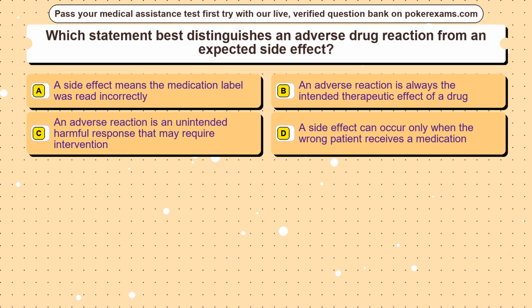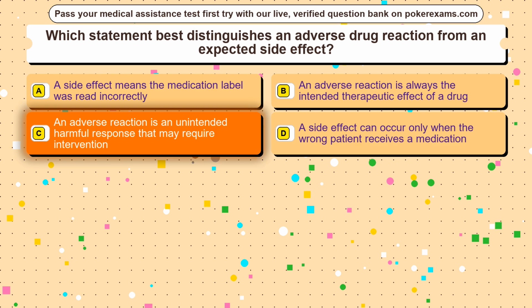Question 82. Which statement best distinguishes an adverse drug reaction from an expected side effect? Option A. A side effect means the medication label was read incorrectly. Option B. An adverse reaction is always the intended therapeutic effect of a drug. Option C. An adverse reaction is an unintended harmful response that may require intervention. Option D. A side effect can occur only when the wrong patient receives a medication.